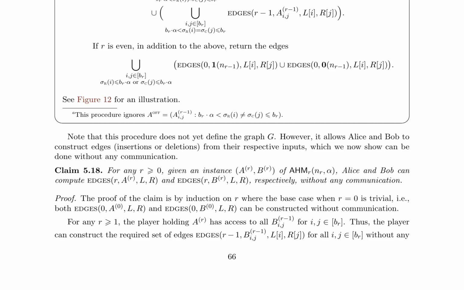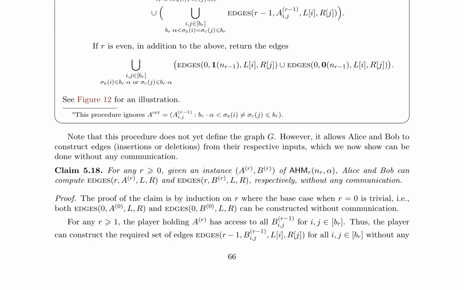The paper also claims that for any R greater than or equal to 0, given an instance (A_R, B_R) of AHM_R(N_R, alpha), Alice and Bob can compute edges_R(A_R), L, R and edges_R(B_R), L, R, respectively, without any communication. The proof of the claim is by induction on R, where the base case when R equals 0 is trivial.